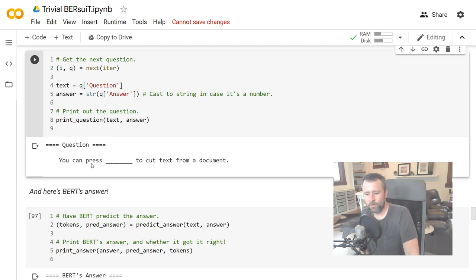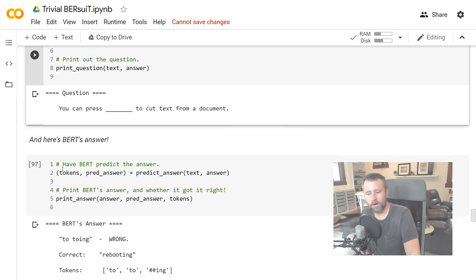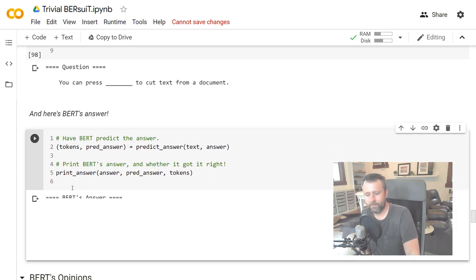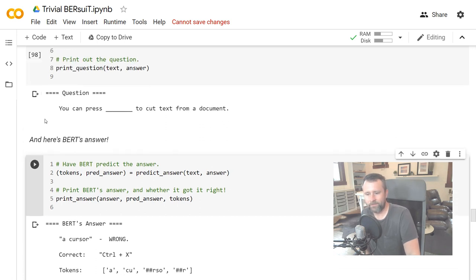A little more tech knowledge. What's the keyboard shortcut for cutting text? A cursor. You can press a cursor to cut text. Yeah, maybe. Control plus X, please.